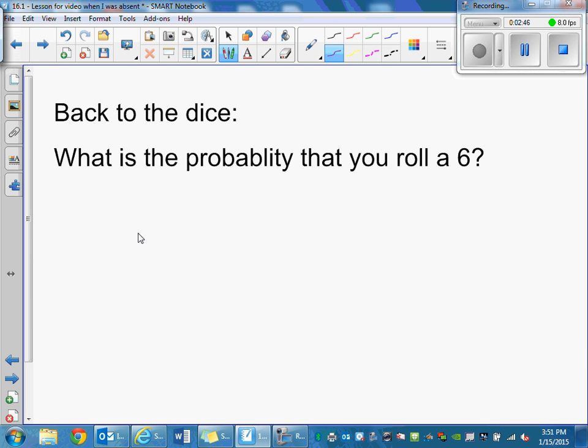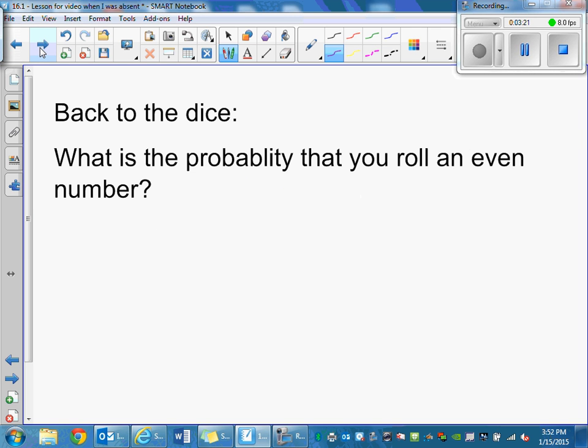What is the probability you will roll a 6? You can pause and figure that out on your own. So there is the probability of rolling a 6. There is one 6 out of 6 numbers on the dice. So your probability would be 1/6. Sometimes probability is written as a percent. So this would be about 17%. 17% chance of rolling a 6.